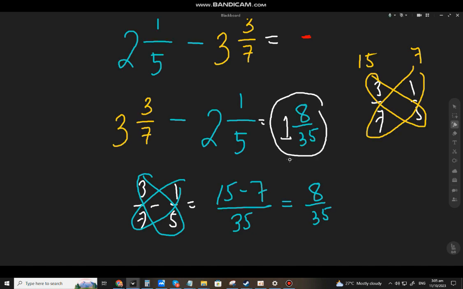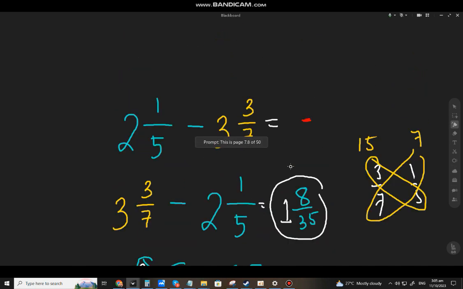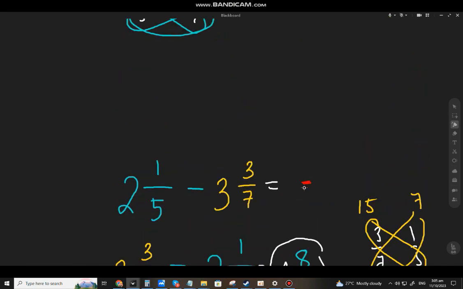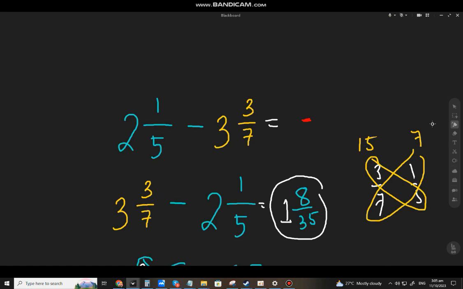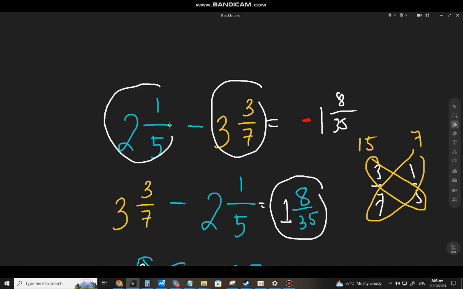Is this a final answer? No. Of course, we go back to the original question. We know that the answer will be negative, so we copy paste that one. 1 and 8 over 35. So the answer will be negative 1 and 8 over 35. Just in case you already know that the subtrahend is greater than the minuend, you can just switch it, then in the answer you put the negative sign.